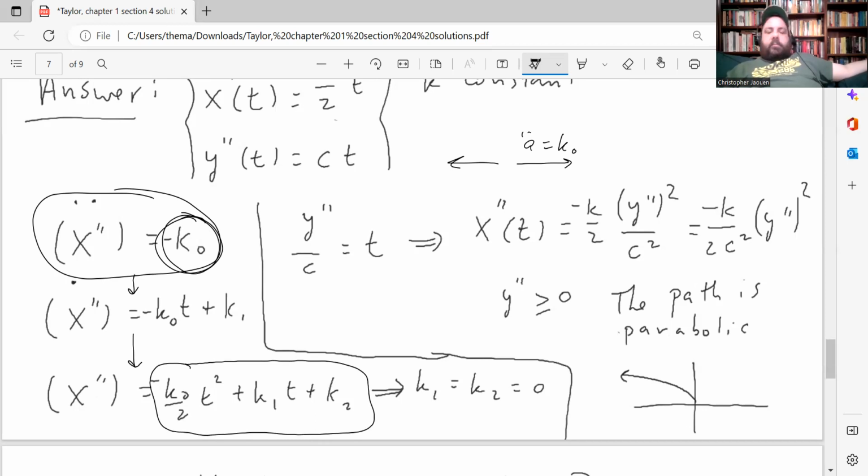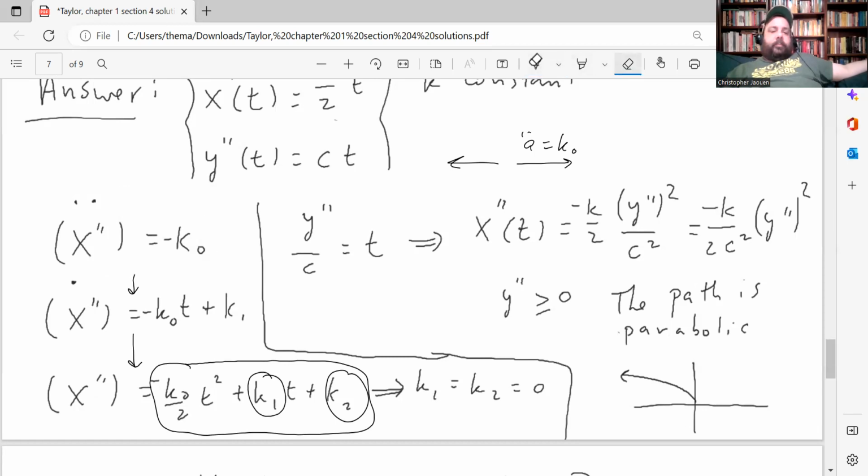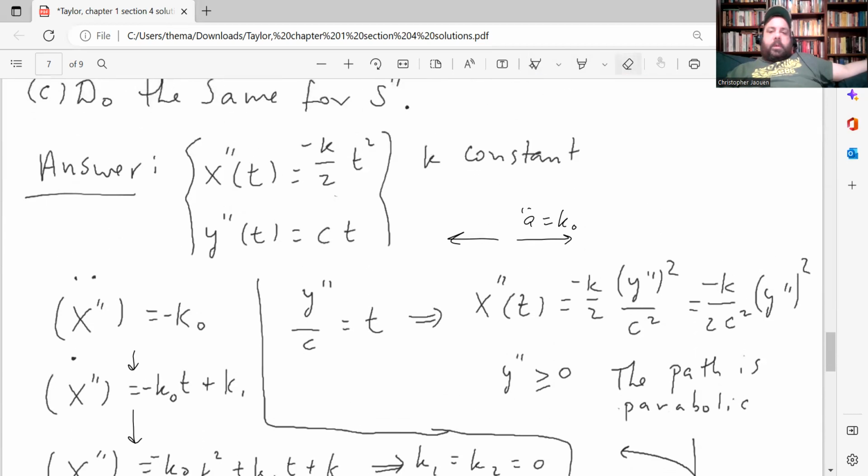But they said that the reference frame S double prime starts at the origin, so k2 is 0, with 0 starting velocity, so k1 is 0. That means that the x coordinate of the puck with respect to reference frame S double prime is this quadratic function in time.